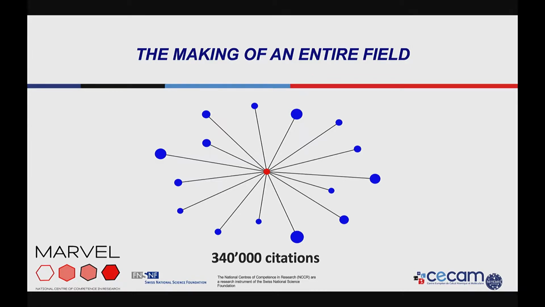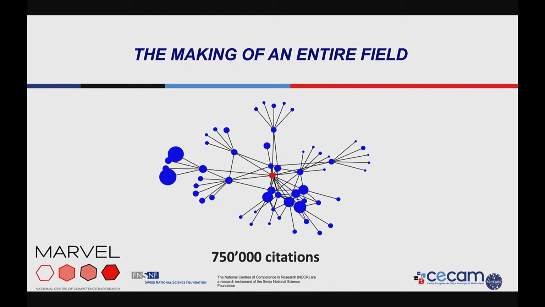But just this first layer collected more than 340,000 citations. And if you go, I'm just adding the 5 top cited papers from each of those 20 papers, and we're already at 750,000 citations. So I think that what is special about Car-Parrinello molecular dynamics is really how it generated this network of papers and scientists who have used it and worked on it and developed it further.